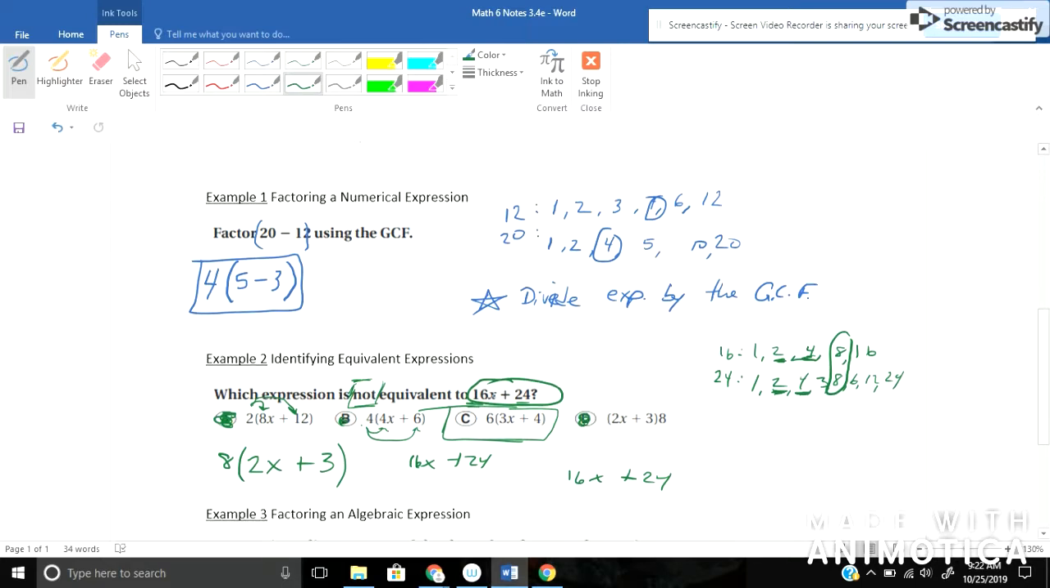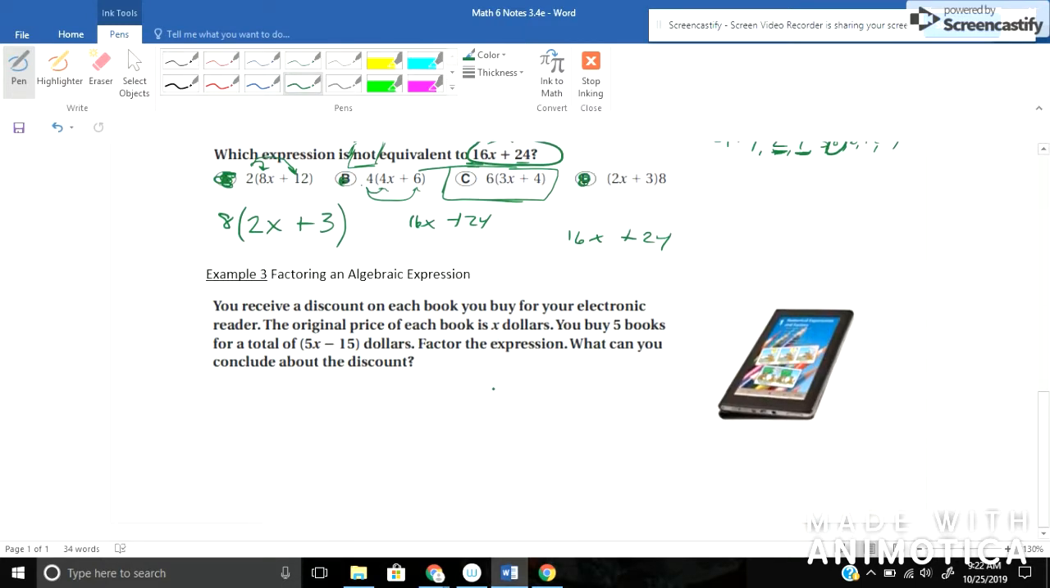All right, lastly, with example 3, it says you receive a discount on each book you buy for your electronic reader. Okay, so this is kind of like a Kindle Fire or an iPad or something along those lines. The original price of each book is x dollars. You buy 5 books for a total of 5x minus $15. Factor the expression, and what can you conclude about the discount?